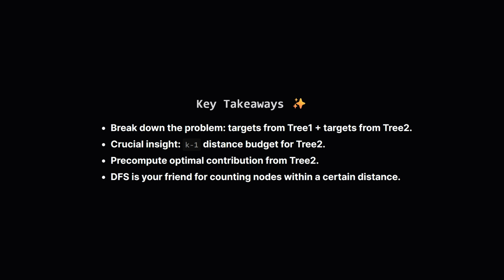So to wrap this up, the core idea was to split the problem into two parts, counting targets from the first tree and counting potential targets from the second tree. The really important trick was realizing that if we use one hop to connect the trees, the remaining distance budget for paths within the second tree becomes k-1. By pre-calculating the best possible number of targets we could get from the second tree, we could then simply add this fixed amount to the count we get from the first tree for each query node. And, as often is the case with tree problems, depth-first search was a super helpful tool for exploring and counting nodes within a certain number of hops.